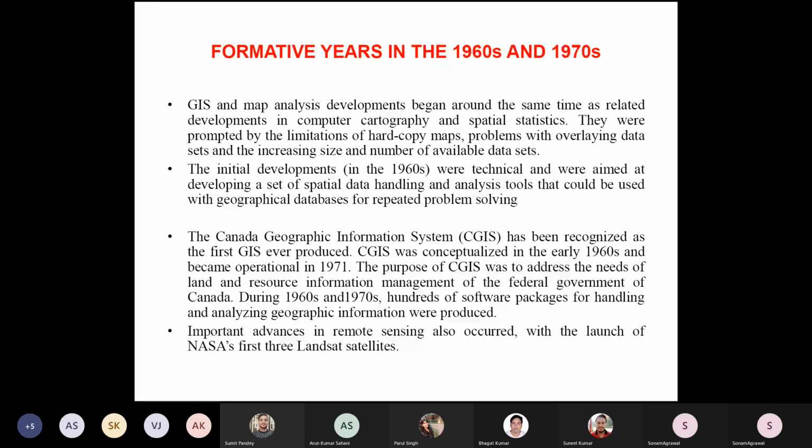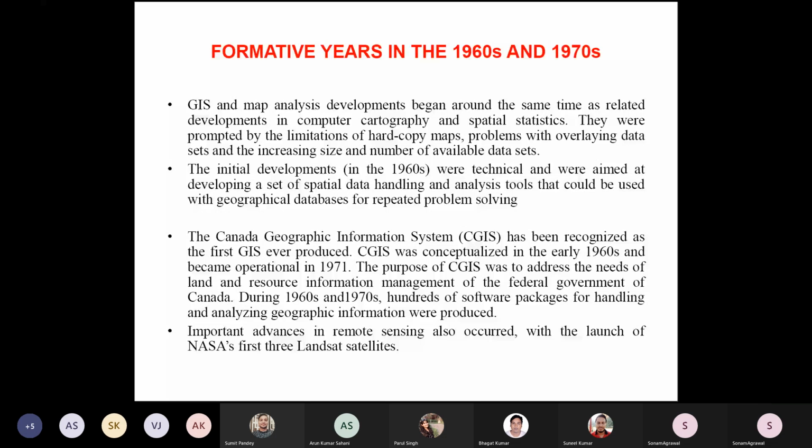Okay. So, who is Roger Tomlinson? Roger Tomlinson is the person who headed the team which developed the Canadian Geographic Information System. Inside the bracket, write down father of GIS. Okay. So Roger Tomlinson is considered the father of GIS.